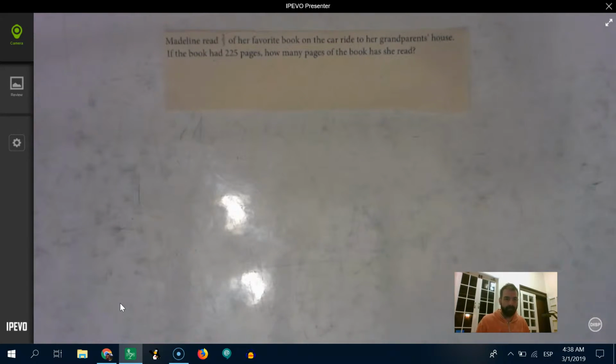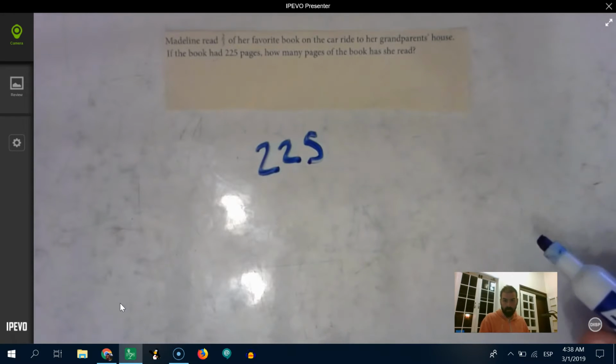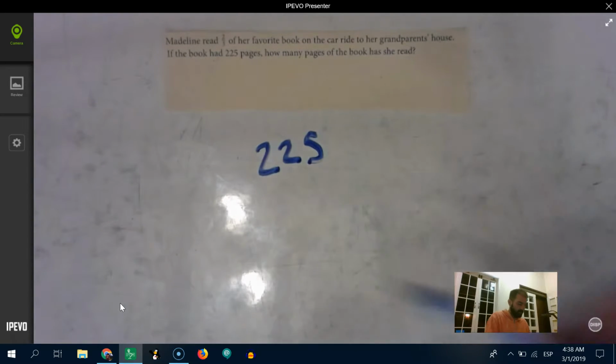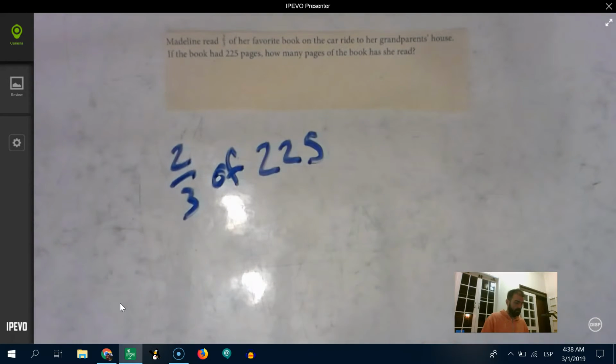So we need to figure this out. We have a book that is 225 pages, and she has read 2/3 of 225.